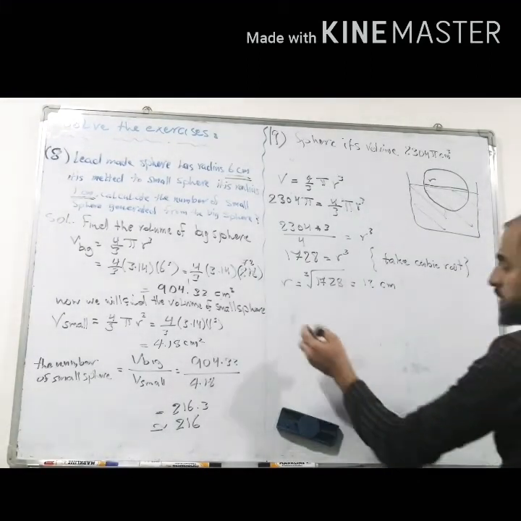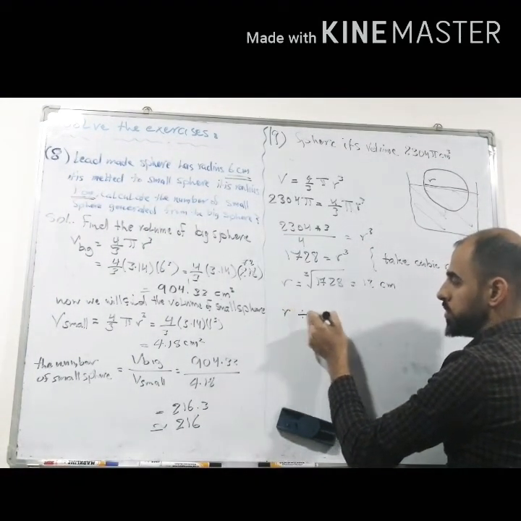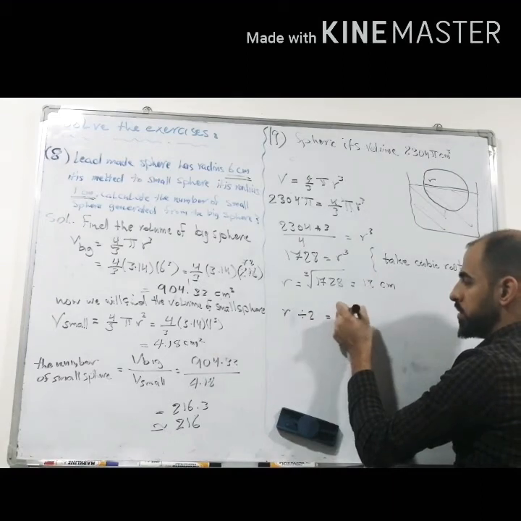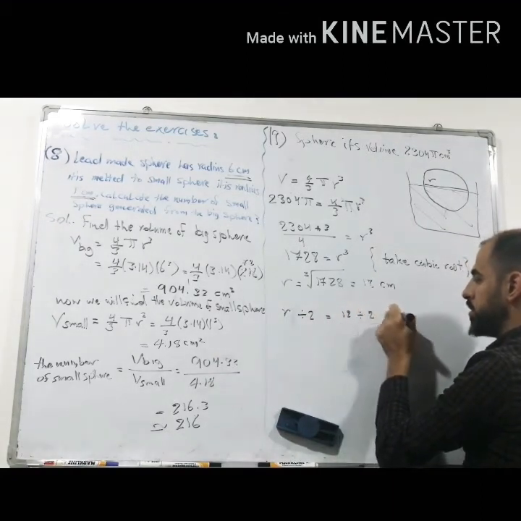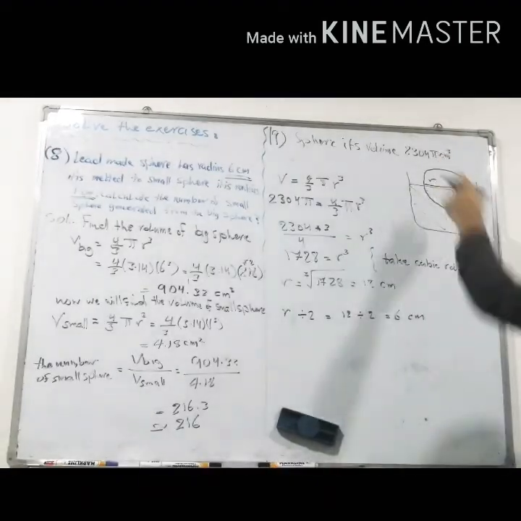Now, by dividing by 2, this is the radius of half a sphere in the water.